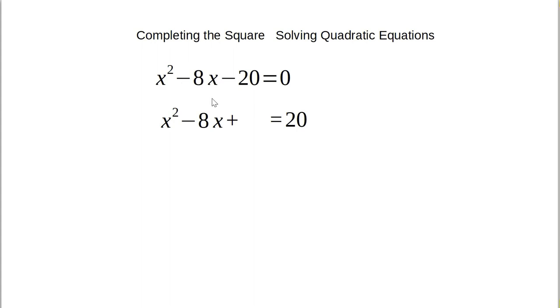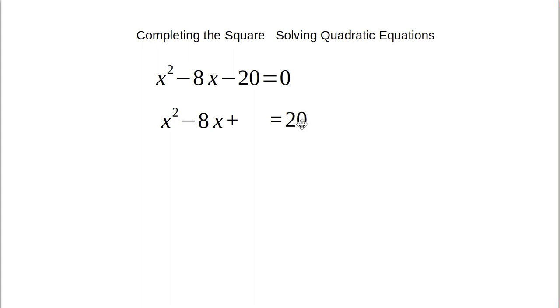Now the first thing you would want to do, or the first thing I normally do, is to move the independent term, the term that hasn't got any x with it, to the right. So I've done it here. It's negative, so when it's moved across the equal sign, it becomes positive.